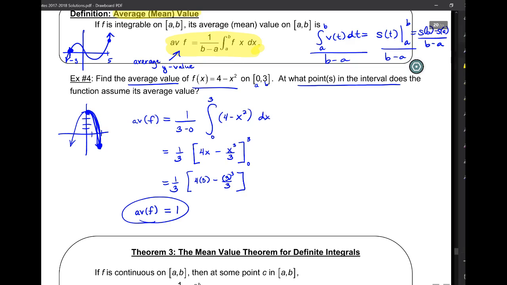So we take 1. We're going to set the average value equal to our original. So we set 1 equal to 4 minus x squared and basically solve. So we get x squared equals 3. So x would be positive or negative root 3. However, the domain we need to consider, so it has to be in the interval, therefore it's just going to be positive root 3.